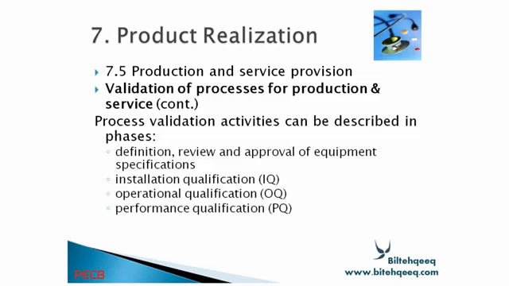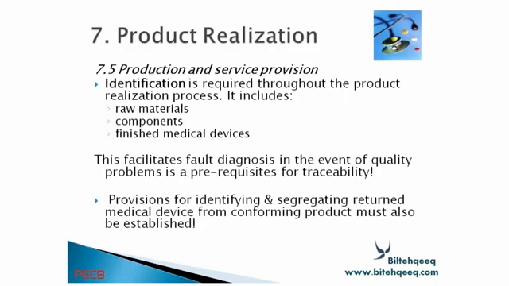Production and service provision 7.5, validation of processes for product and service. Process validation activities can be described in phases: definition, review and approval of equipment specification, installation qualification, operational qualification, performance qualification. So where there is any such process, you have to define the criteria in terms of qualification. Production and service provision is the same as ISO 9000.